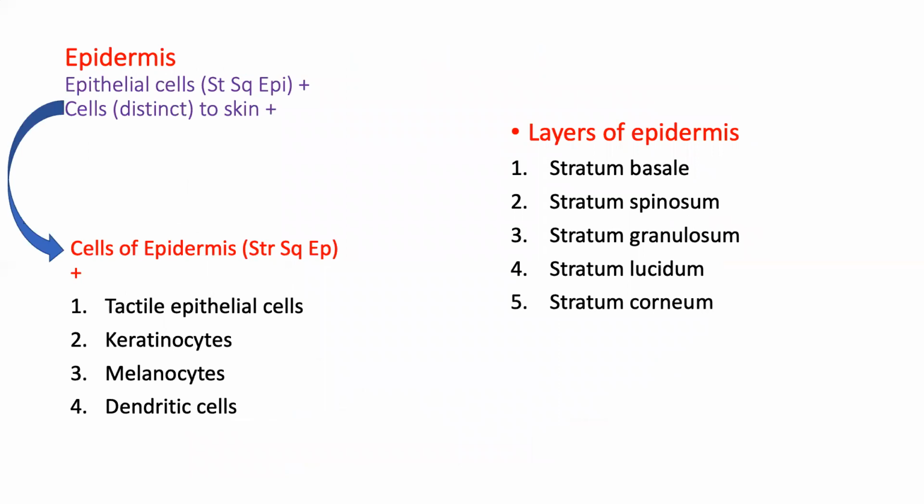And if we look at the skin under the microscope, we will have 5 layers in the epidermis. The easiest way to remember is going through their names. At the base, which is closest to the dermis, that layer is called stratum basale. Superficial to basale is spinosum, then granulosum, lucidum, lucid means clear layer, and finally the most superficial or outermost layer of the epidermis is corneum.